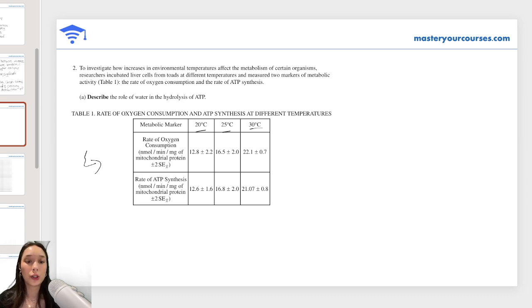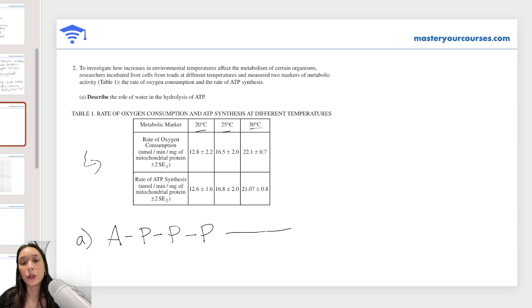Part A actually has nothing to do with this table. It's a pretty general question, just like the last one, which says, describe the role of water in the hydrolysis of ATP. You should know the role of water in a hydrolysis reaction in general, but they wanted it to be specific to ATP. The big thing that happens with ATP is that ATP is converted to ADP, and that's how the energy is released. So you have an adenosine here, and then you have 3 phosphates attached to it. 1, 2, 3.